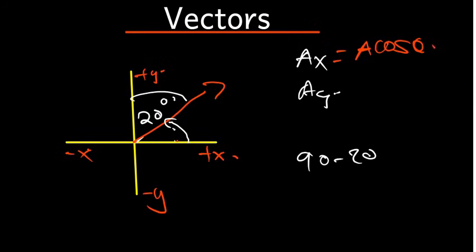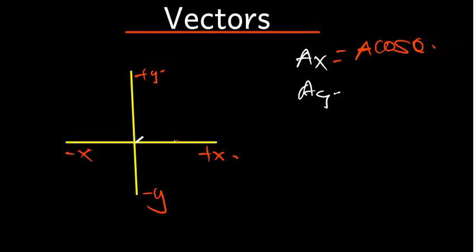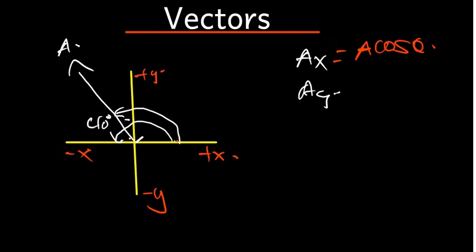Okay, now let's have a different one. Let's say we have a vector which is somewhere there, and we have been given that here is 40 degrees. To resolve this vector into x and y components, we are supposed to get the angle from this line until it touches that line. We know that from this line all the way to this line, it is 180. So we say 180 minus 40. The answer is going to be 140. So the angle which we're going to use is 140.